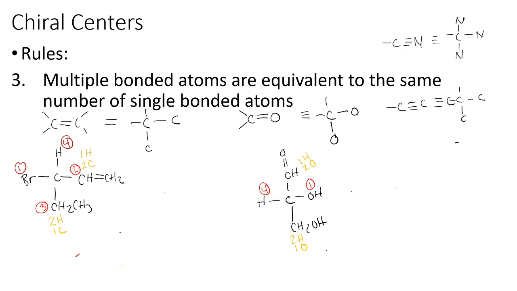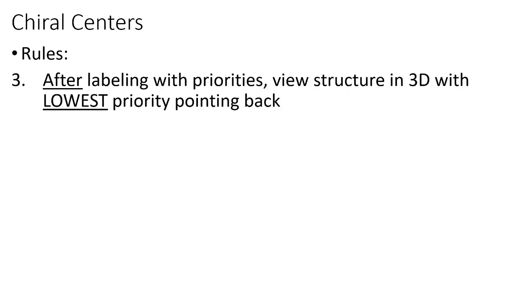So once again, we see a difference. We can assign priorities. The carbon at the top is going to get priority number 1 because of the 1 hydrogen and the 2 oxygens. The carbon atom at the bottom is going to get priority number 3 because of the 2 hydrogens and only the 1 oxygen. Now, after we have labeled all of our priorities, we're now going to view the structure in 3 dimensions with the lowest priority pointing back. And that is going to be the key to this: we have to take that structure and put it in 3-dimensionality.